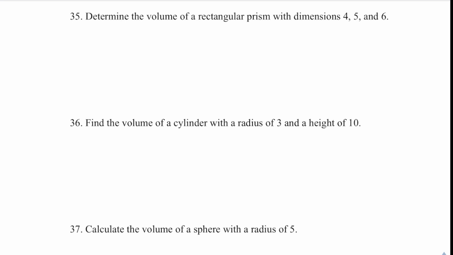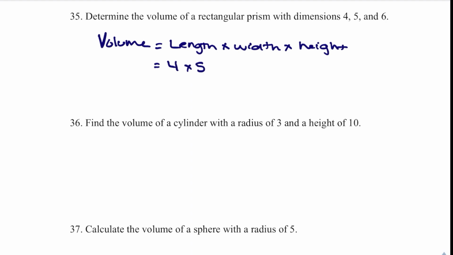(35) Determine the volume of a rectangular prism with dimensions 4, 5, and 6. So the equation for this is volume equals length times width times height. So again, we plug it in. Equals 4 times 5 times 6. You can put that in your calculator and you're going to get 120 cubic units.